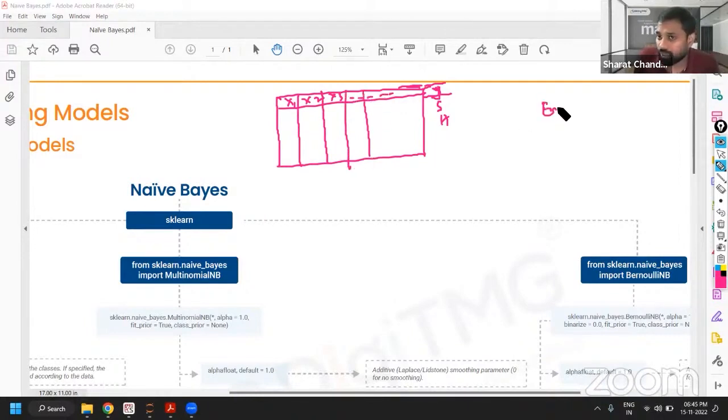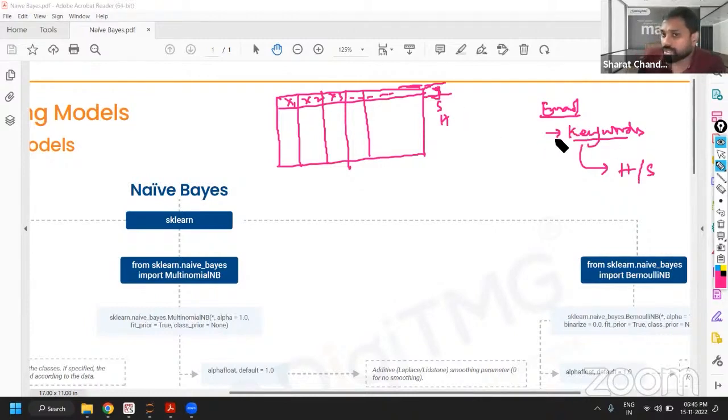Say, for example, if you talk about email, email would contain many keywords. So given a bunch of keywords, whether it is to be detected as ham or spam, that's the logic that we are trying to construct in Naive Bayes. Conditional probability: given these keywords, will it have more chance of being declared as spam?